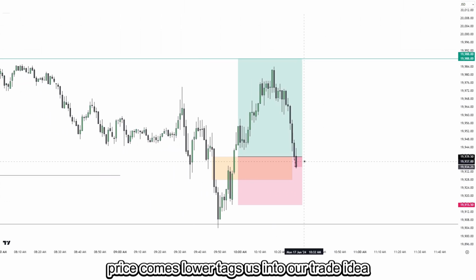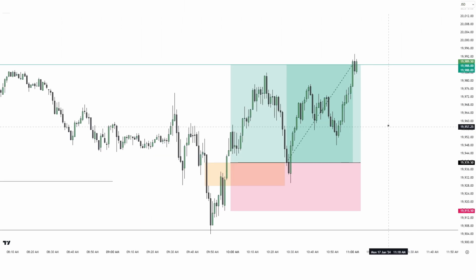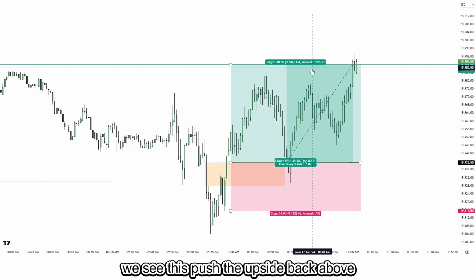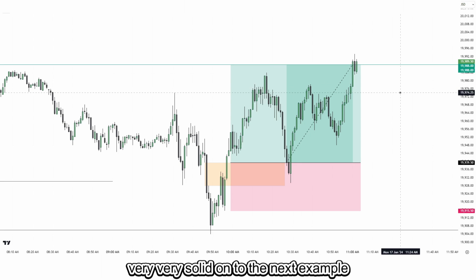Price comes lower, tags us into our trade idea. And then we see this push to the upside back above these highs for a 2-to-1 R. Very, very solid. On to the next example.